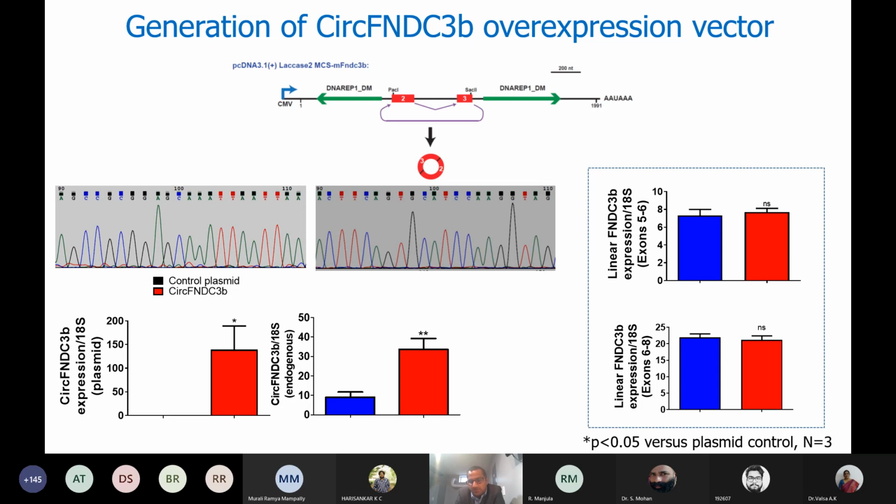So we confirmed the overexpression. We generated these plasmids and transfected them into endothelial cells and also cardiomyocytes. Here in this case, these are endothelial cells. As you see, there's a significant upregulation when we transfect endothelial cells with this plasmid compared to the controls. And these are the Sanger sequencing results, just to confirm the junction, that we are actually overexpressing the circles.